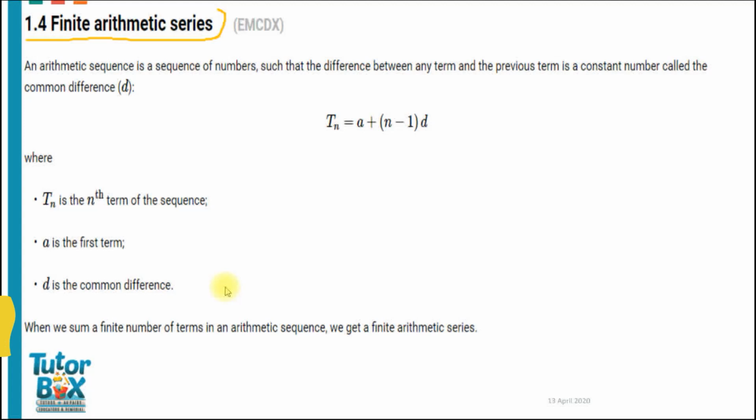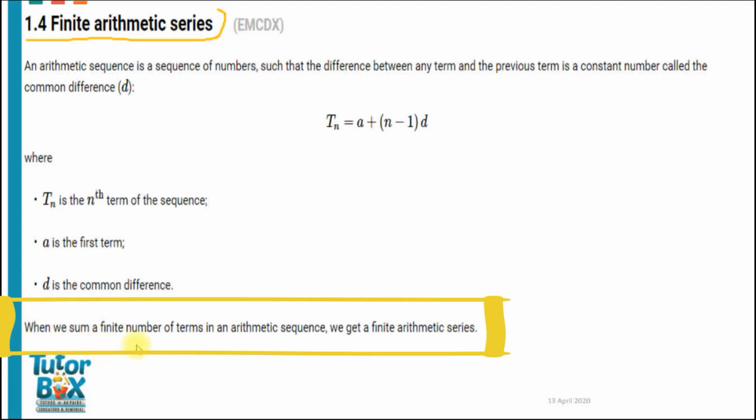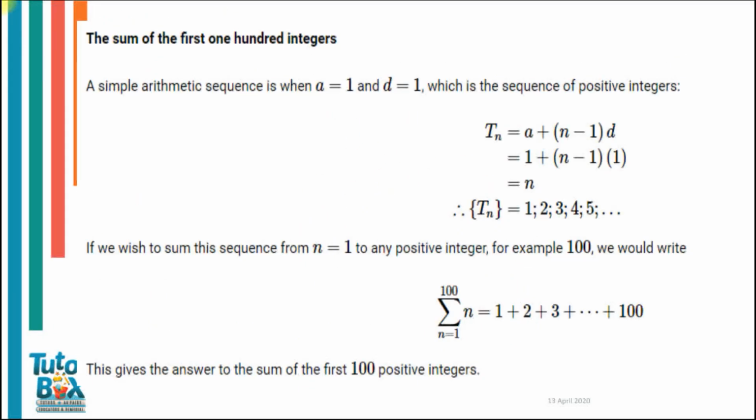Okay, so let's just dive into this part here. When we sum a finite number of terms in an arithmetic sequence, we get a finite arithmetic series. Guys, we need to know the proofs that are going to follow after this. Before we do those proofs, let's look at this part first. The sum of the first 100 integers. A simple arithmetic sequence is when a is 1 and d is 1, which is the sequence of positive integers, right? So Tn will be a plus n minus 1 bracket d. This will be equal to 1 plus n minus 1 times 1.